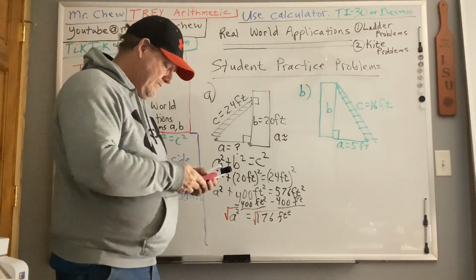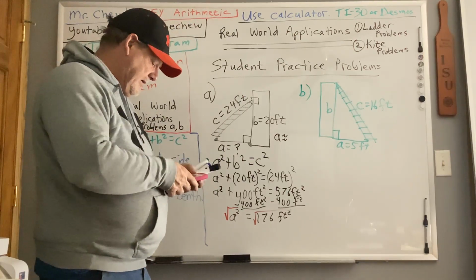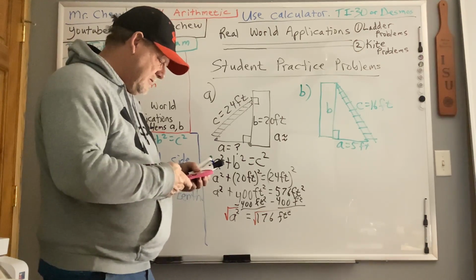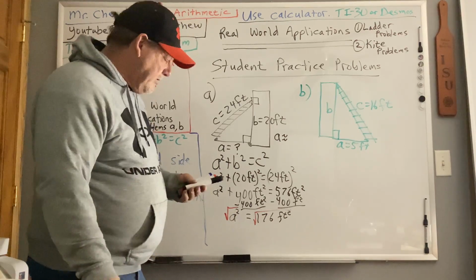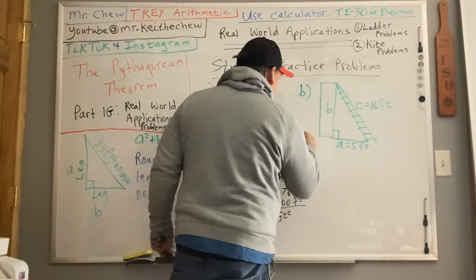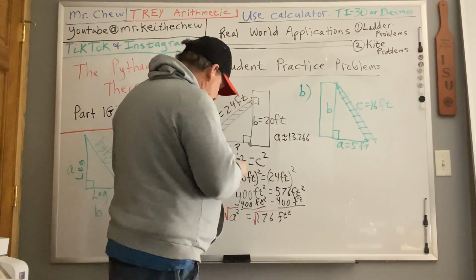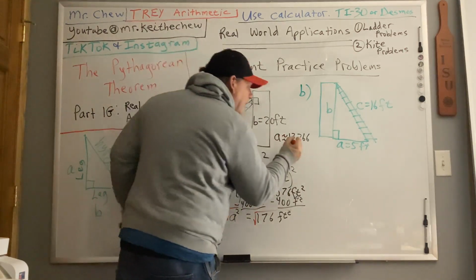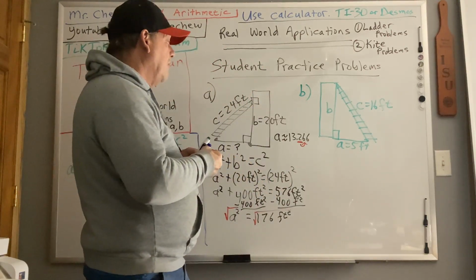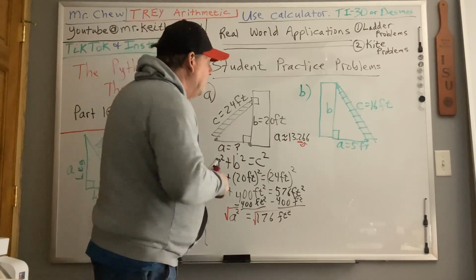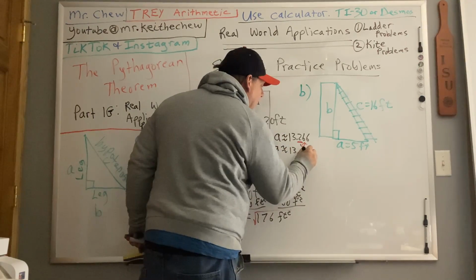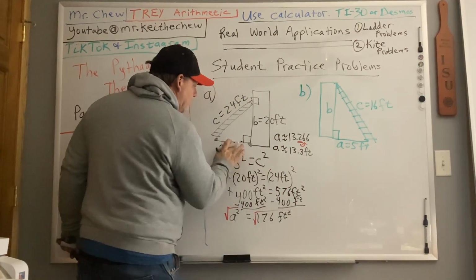take my calculator. Since I'm using a TI, I hit second, x squared, gives me my square root. 176, 13.266. And I'm going to round to the nearest tenth. So I underline that 2. I look to the right. Is that first 6, 5 greater than or equal to 5? Yes. So that means my 2 bumps up to a 3. 13.3 feet. So this is 13.3 feet.